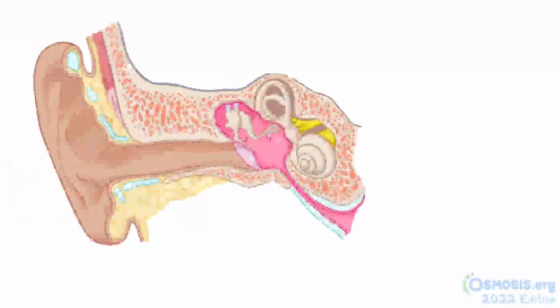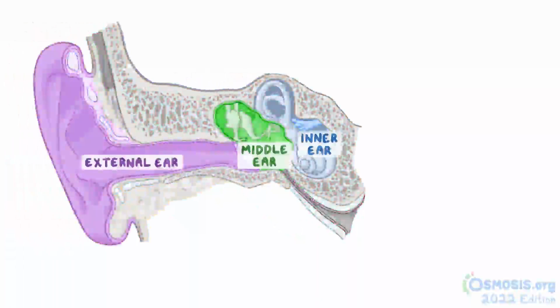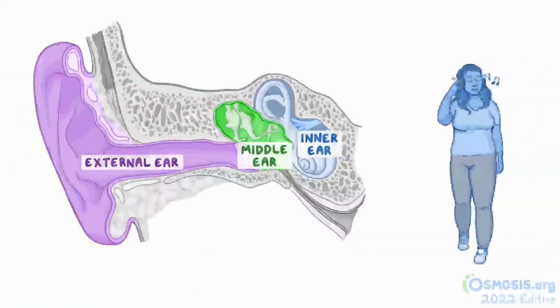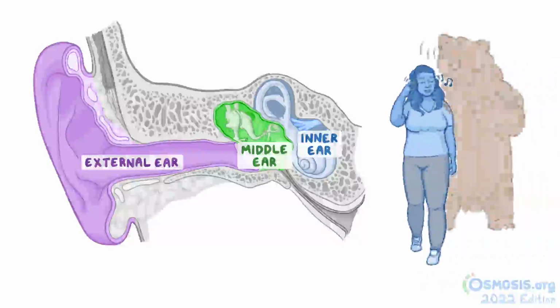The ear is made up of three parts: the external, middle, and inner ear. Together, these structures help process air vibrations as sound, and this helps us enjoy our favorite music, as well as alert us of potential threats.